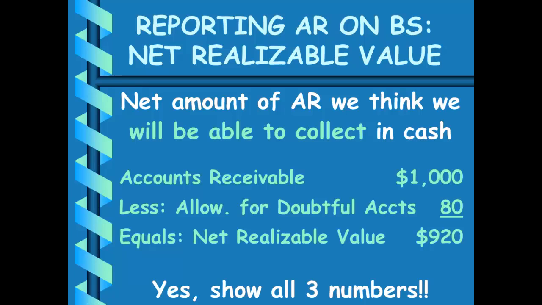Yes, we show all three of these numbers. Let's talk about what that means. That means, number one, my customers owe me $1,000 in total. The second number means I think I'm not going to collect $80. The balance in the allowance for doubtful accounts is what I think I'm not going to collect. So customers owe me $1,000. I think I'm not going to collect $80, which means I think I am going to collect $920. So the net realizable value is the net amount I think I am going to collect.